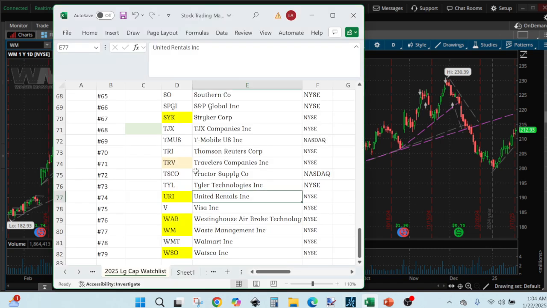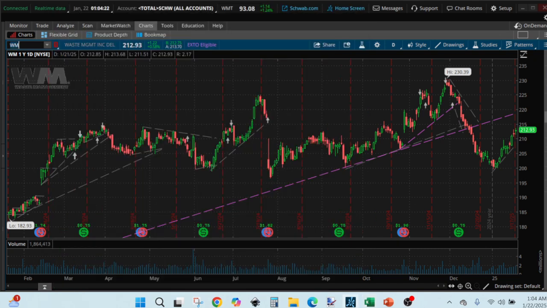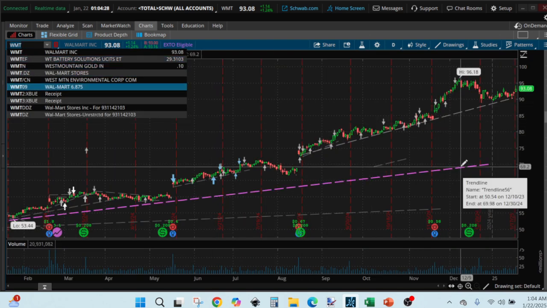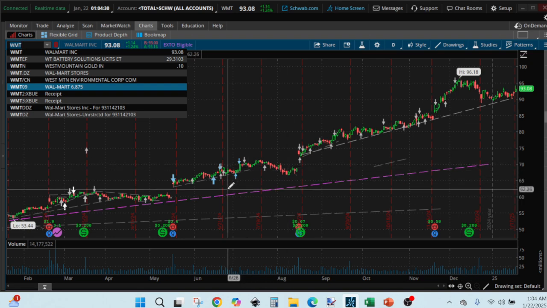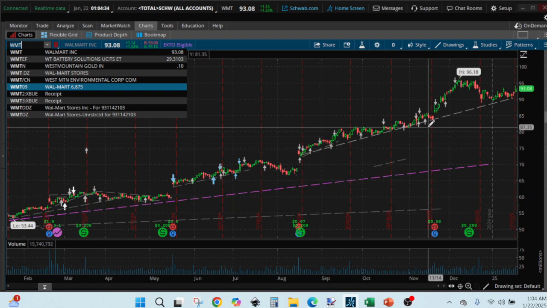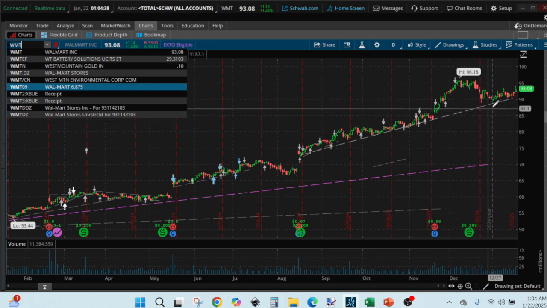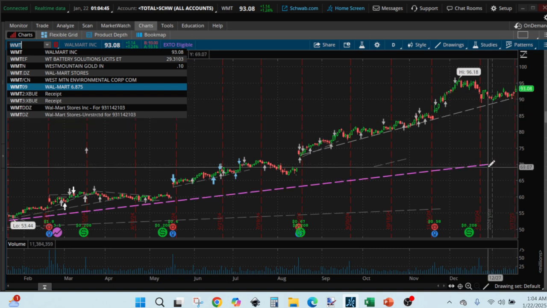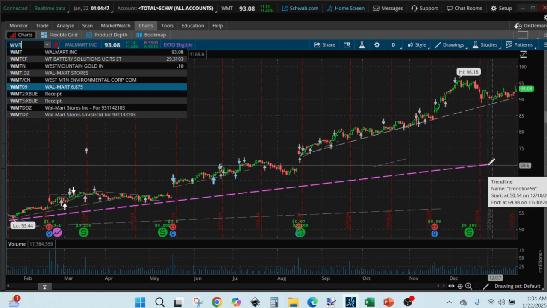The next one is WMT. So WMT, we like to buy at this trend line, but right now Walmart is following this trend line, and we bought it so many times along that trend line in 2024, and it's still following it, but we just prefer to wait at this trend line in case it decides to come back to it.